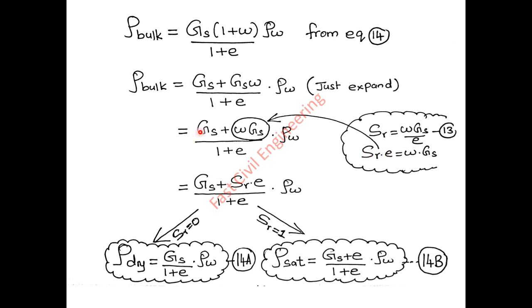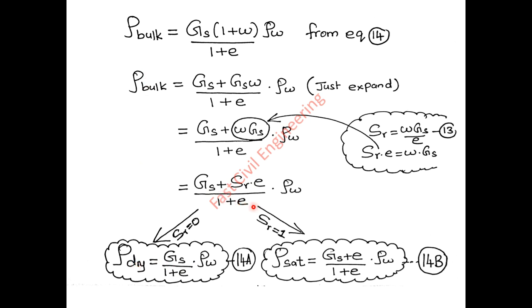SR into E. Then GS plus SR into E over 1 plus E into rho W. Then you already find it. SR is equal to 0. Bulk density is called dry density. Therefore, put SR is equal to 0. This is 0. Gs over 1 plus E into rho W. This bulk density changes to dry density.